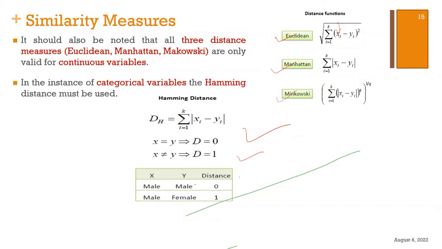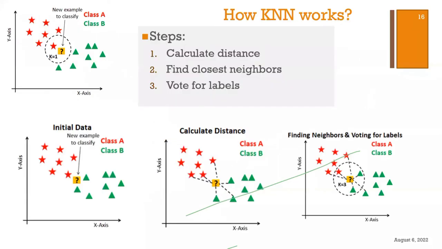In the Hamming distance example, you don't have numbers, rather you have male or female, X and Y. If they are equal, D is 0. If they're not equal, it's going to be 1. That is the formula for the Hamming distance measure in KNN. And there are other distance measures that you can use.